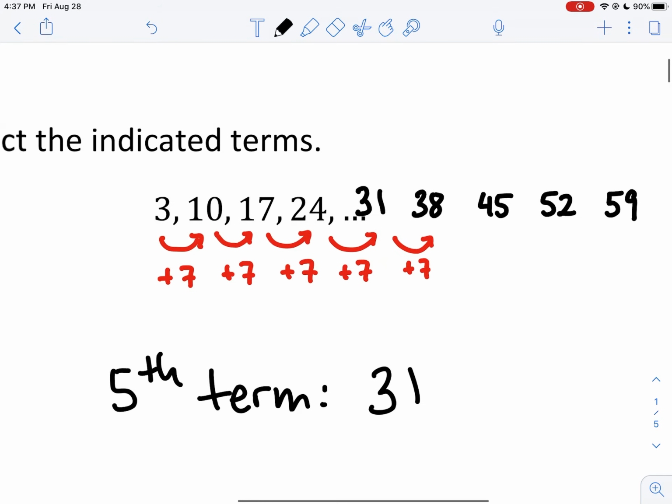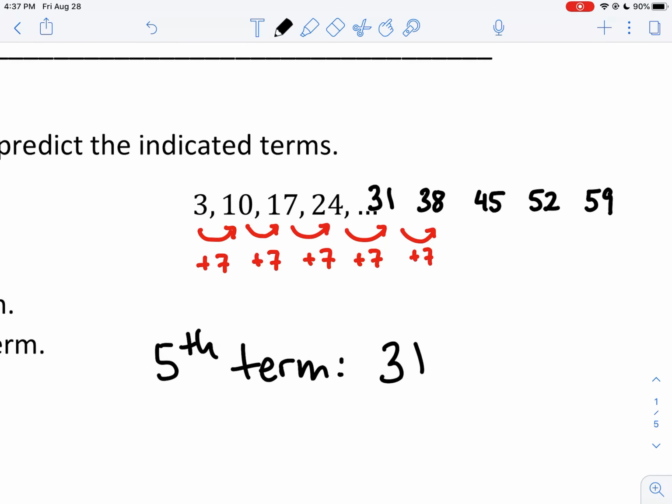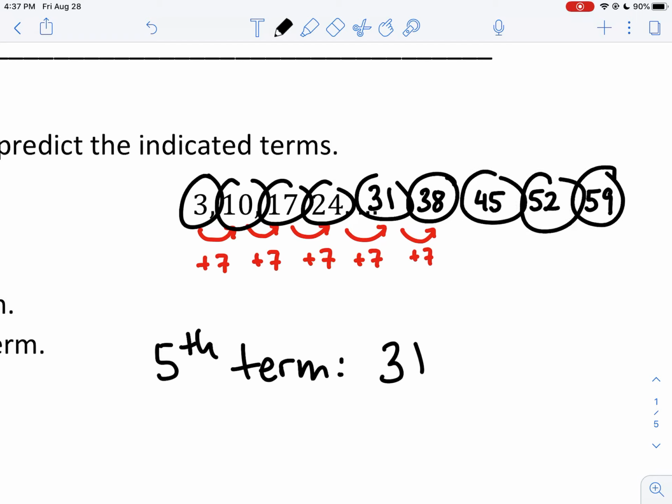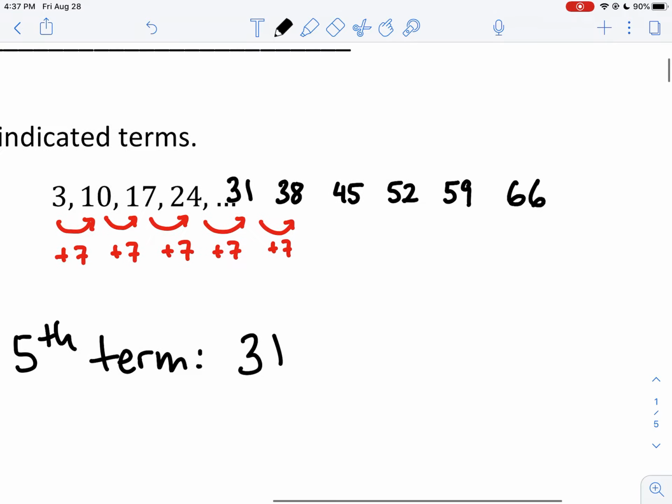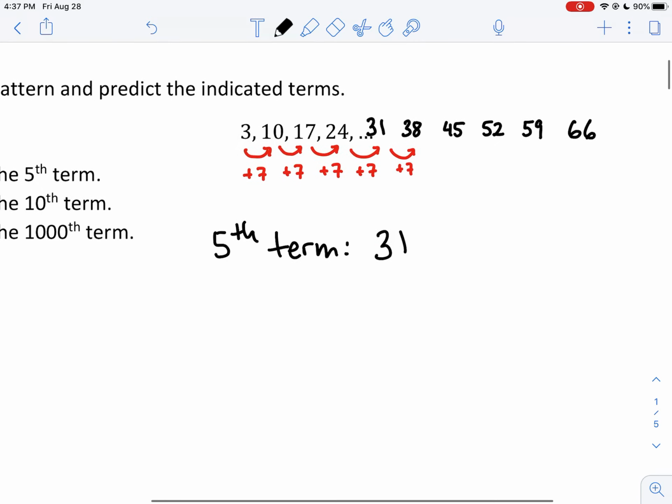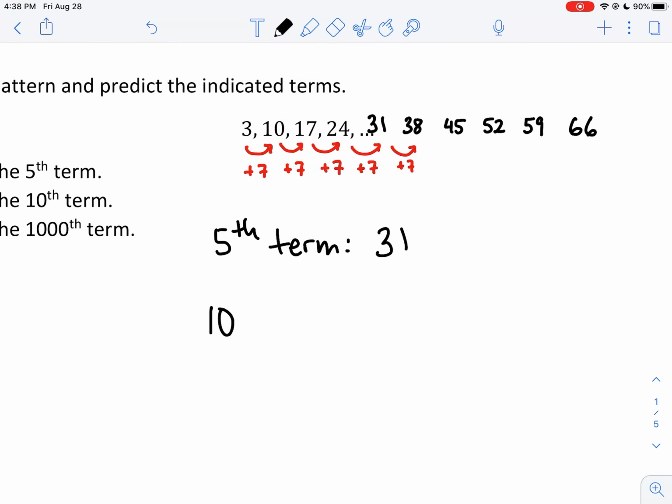59. And then we just have to make sure that we've done enough terms to get to the 10th, right? We have 1, 2, 3, 4, 5, 6, 7, 8, 9. So we do need one more. So erase those. Add 7 one more time, and we get 66. All right, so I would say the 10th term is 66.